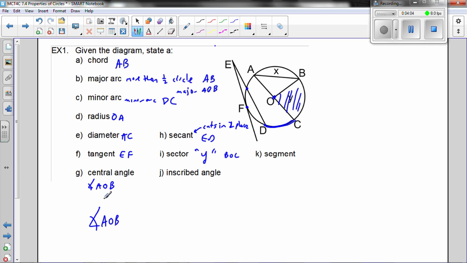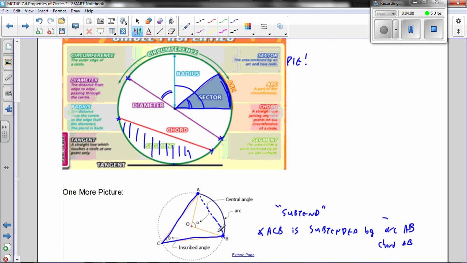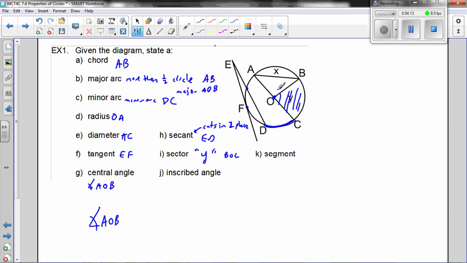An inscribed angle. An inscribed angle, remember, is one that's got all 3 points on the circumference of the circle. Let's see how many. That's a central angle. Where's one? Aha, here we go. BAC. And that right there is an inscribed angle, isn't it? BAC.